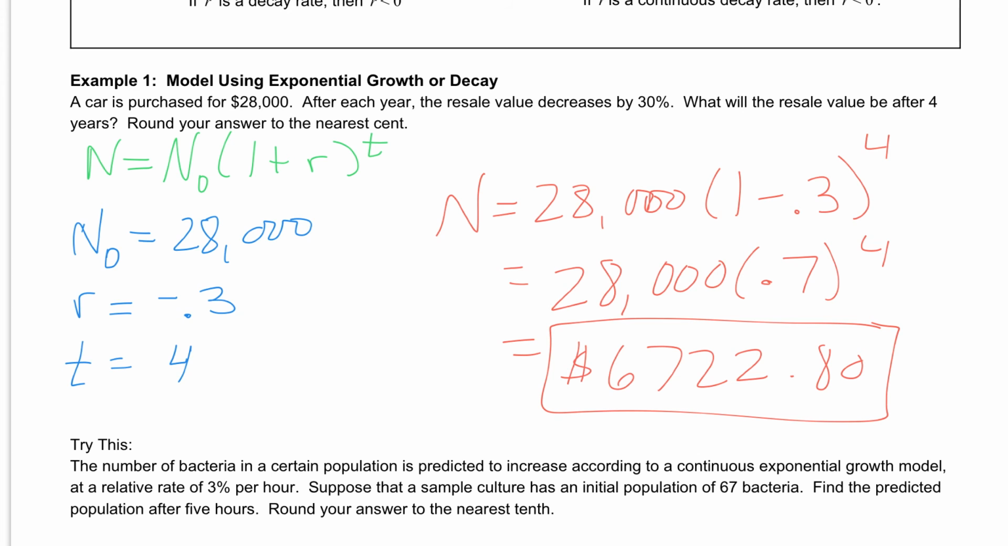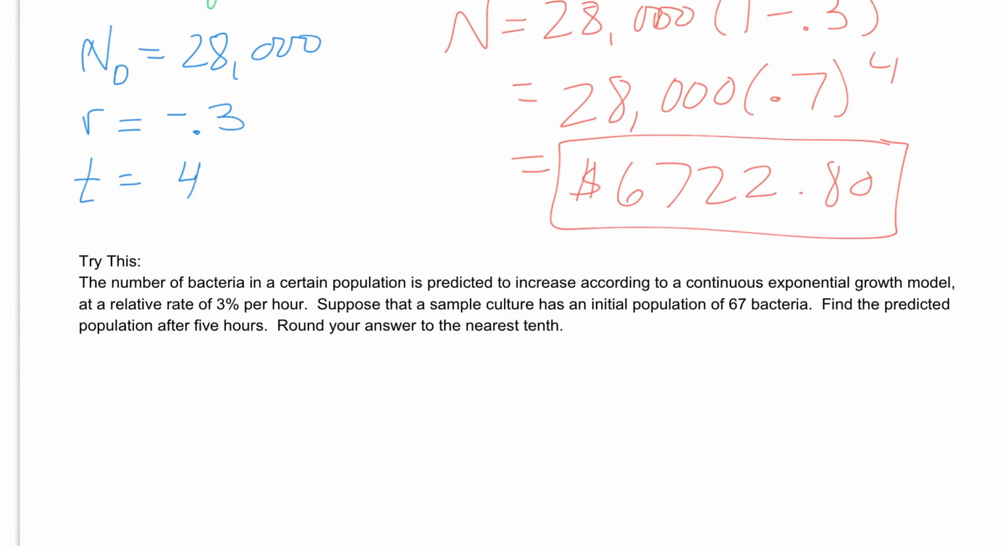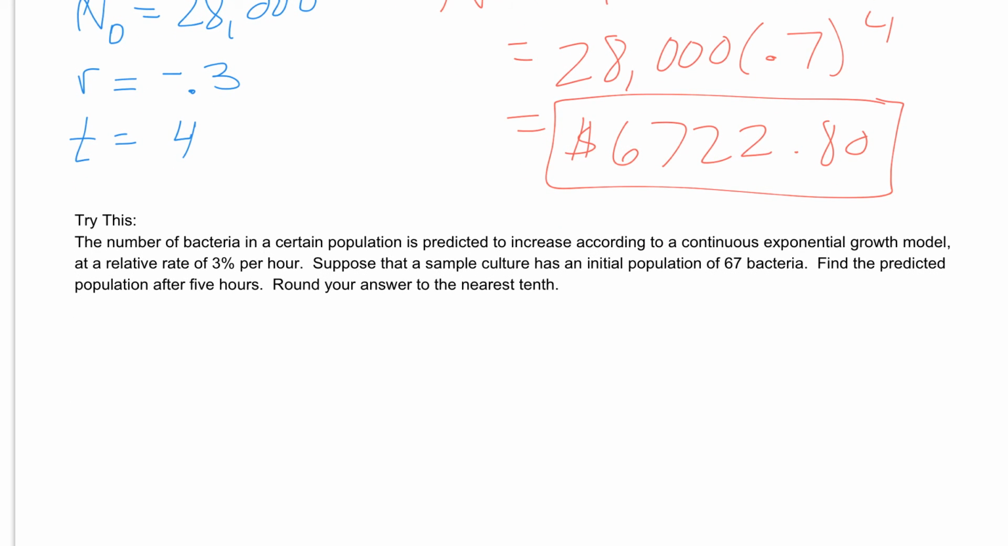Go ahead and try the one below. If you take a look at the try this, I want you to recognize that it is saying that you're using a continuous exponential growth model. So you're going to be using the other one. Go ahead and try it and let me know if you have any questions. Pause it and then unpause it when you're ready to check your answer.